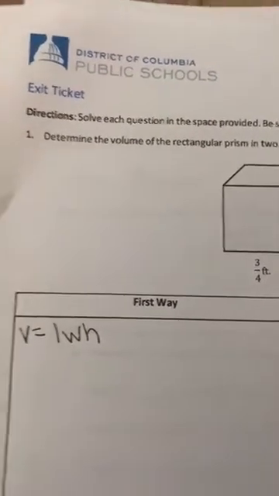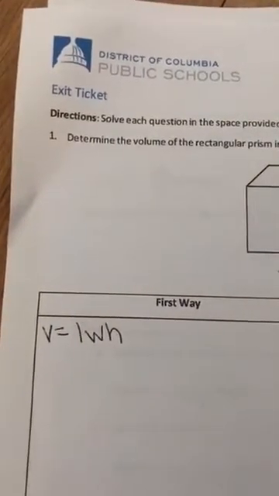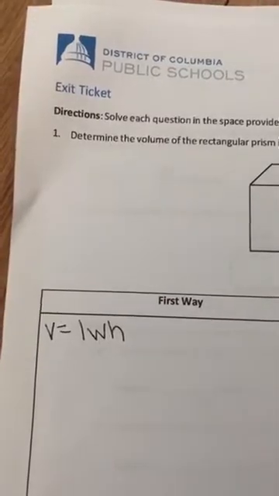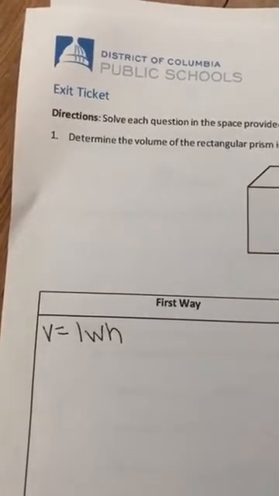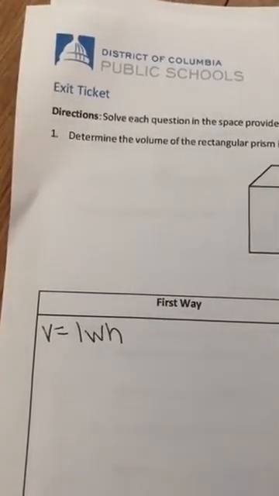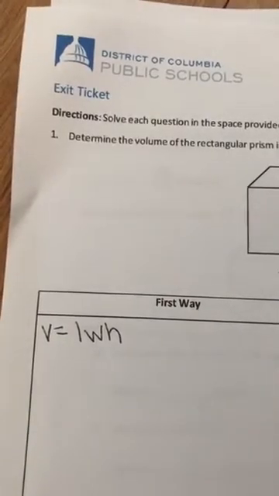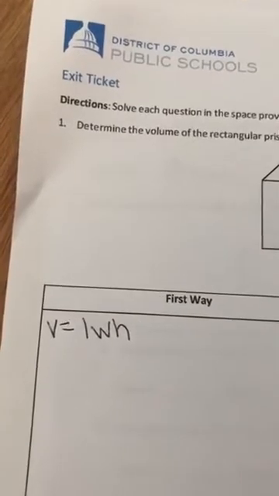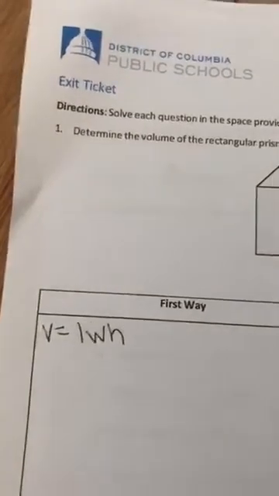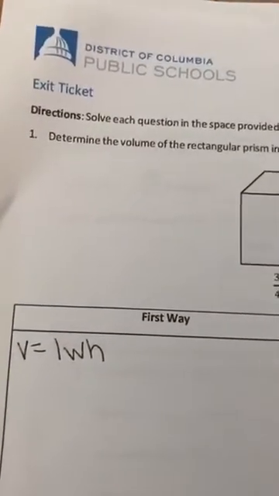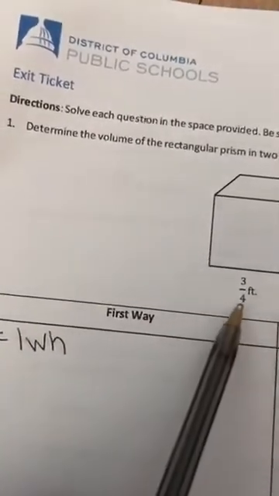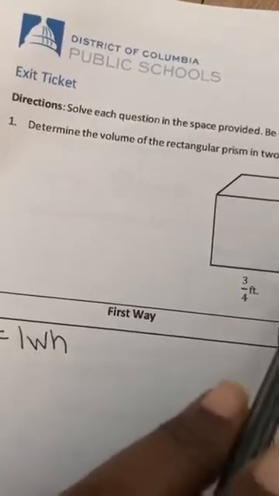Hello? What operation? Hello? All right, well, it is multiplication. So you have to multiply all 3 numbers together.